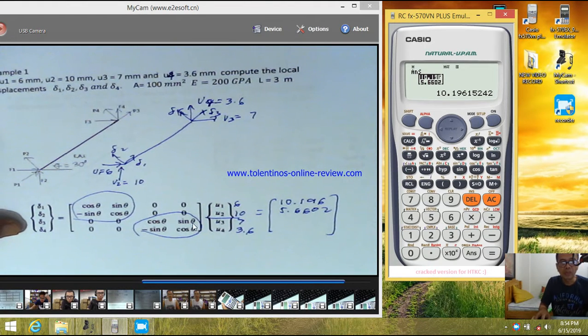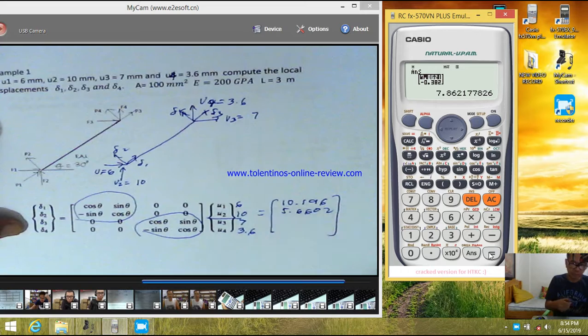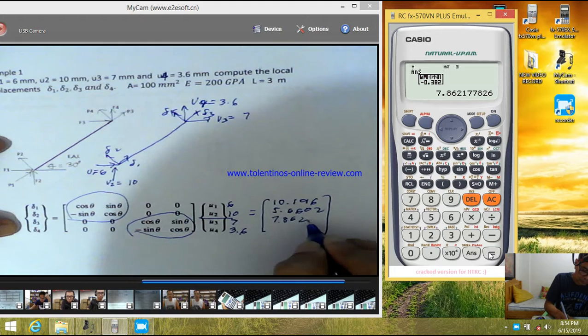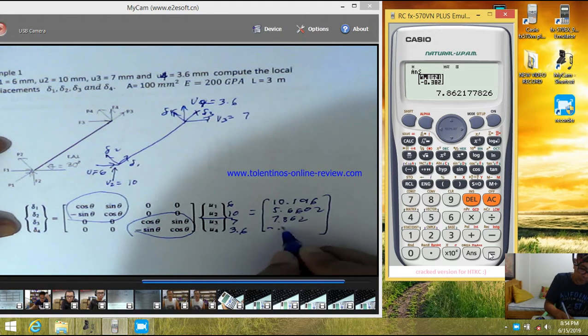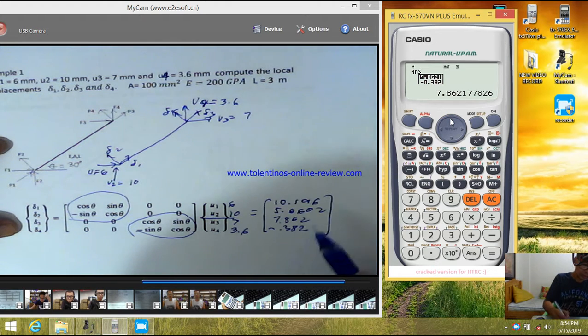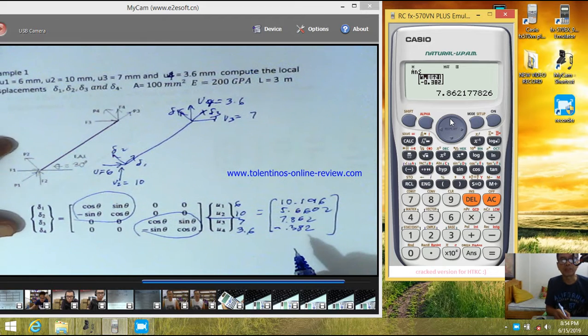Now, for this other side, for matrix A, multiply it by matrix C. So you have 7.862 and negative 0.382 millimeter. These are what we call the local displacements.